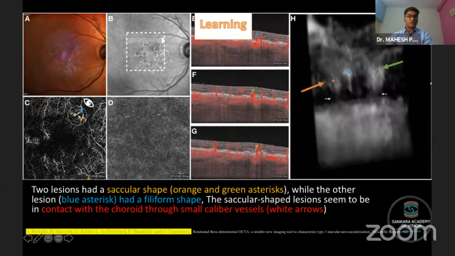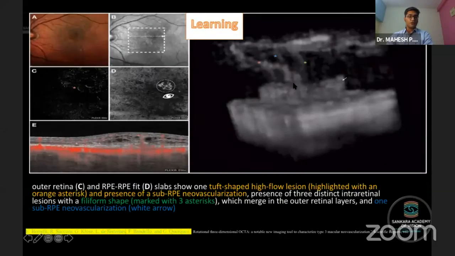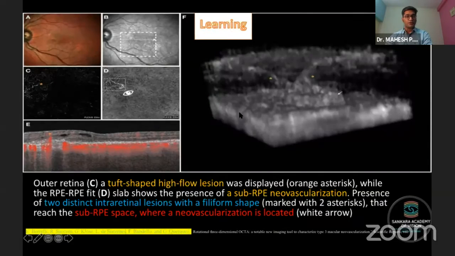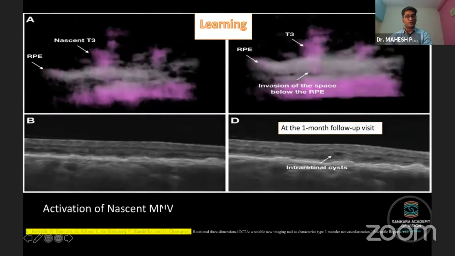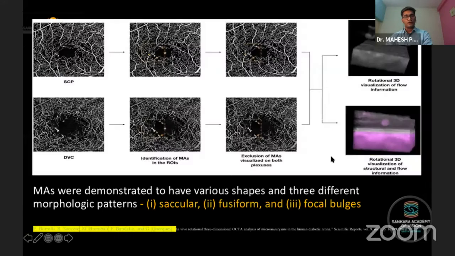As we can see, there are different areas of the type 3 neovascularization which can be identified in the newer 3D visualization, where there can be small tufts or saccules with even deeper penetration. This shows that it can be effective in cases of nascent MNV, and if it passes on through the complex till the RPE, then it can show new intraretinal fluid.